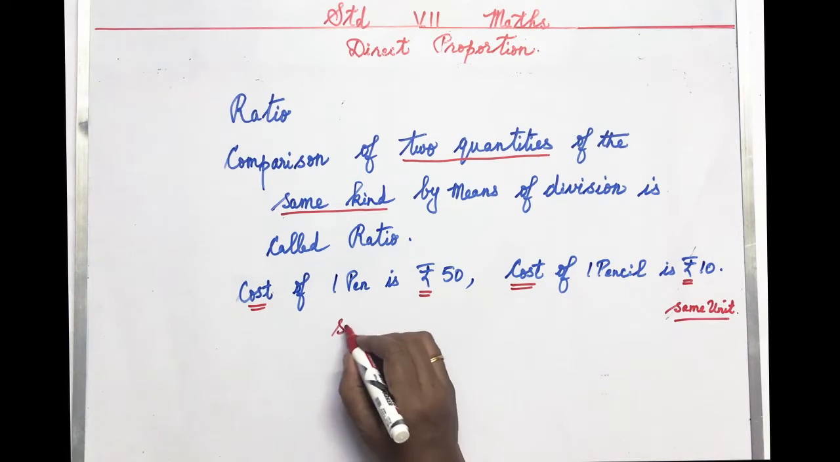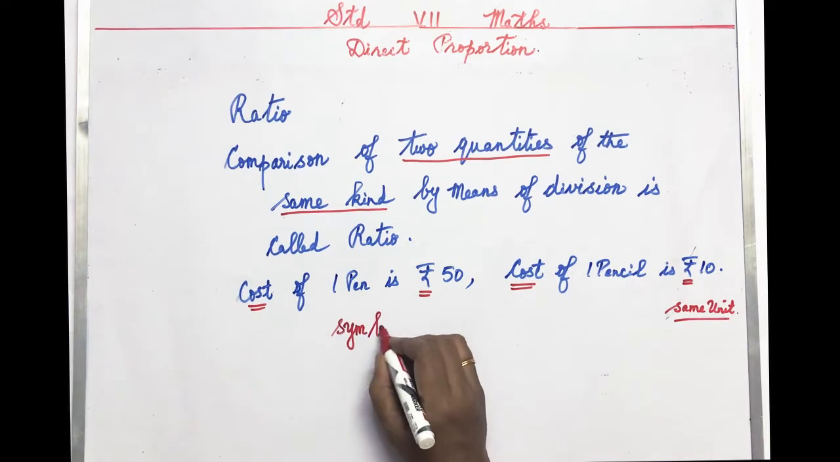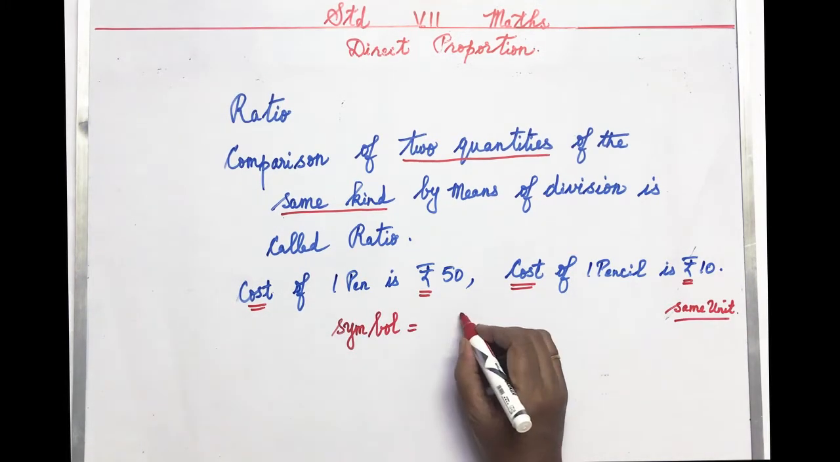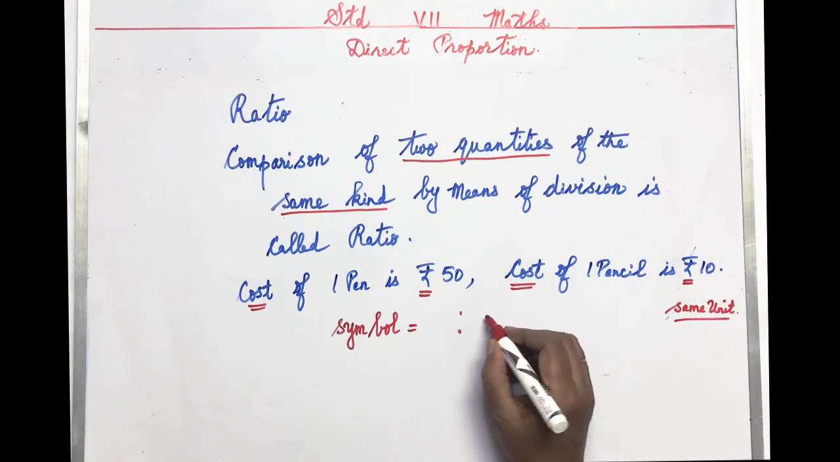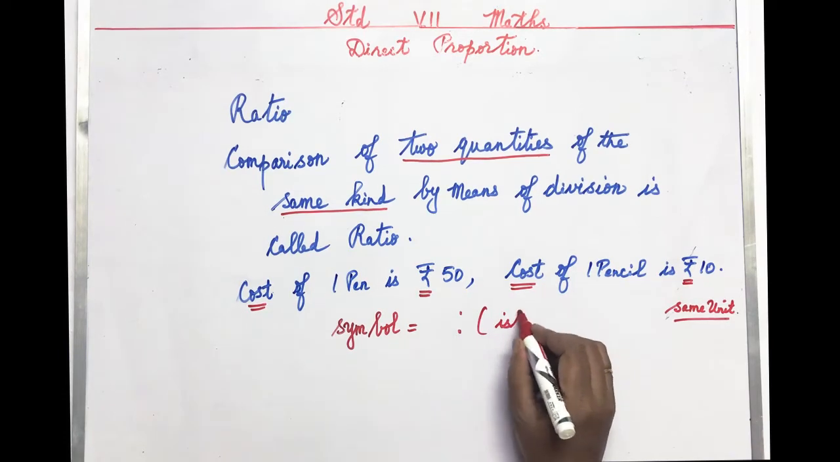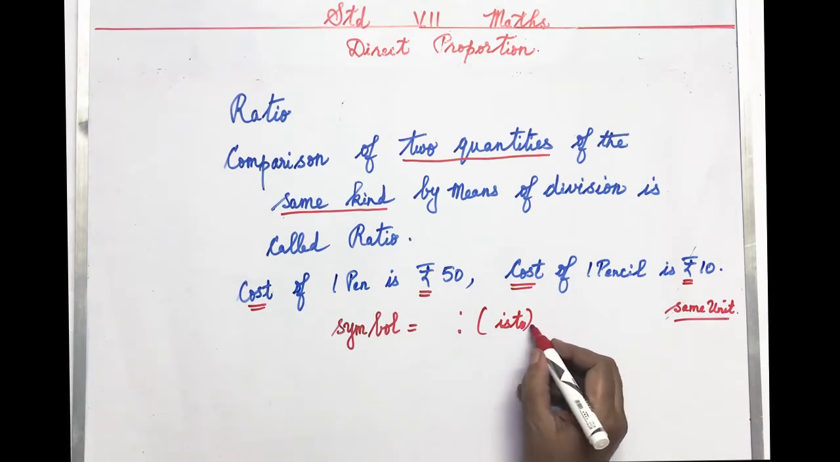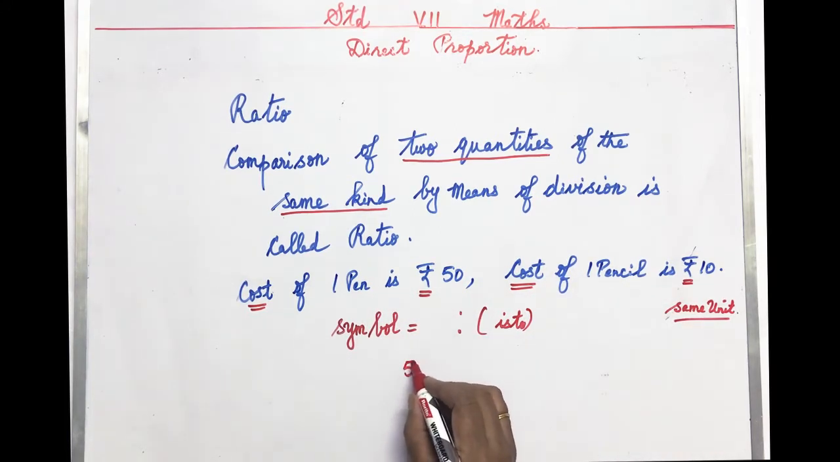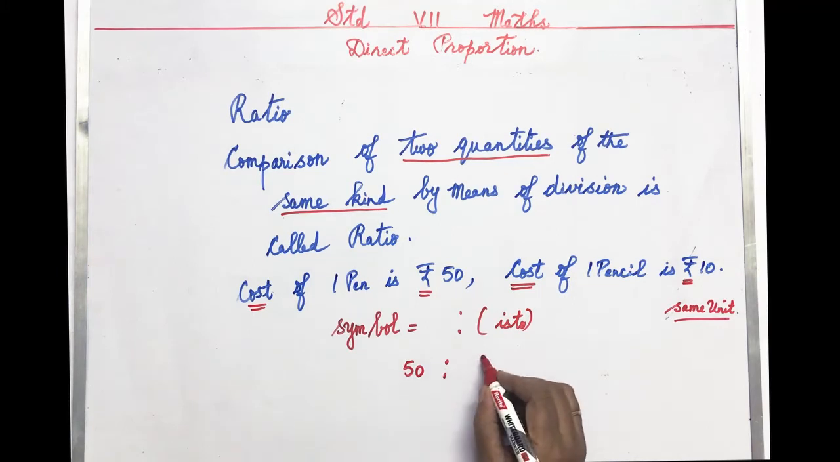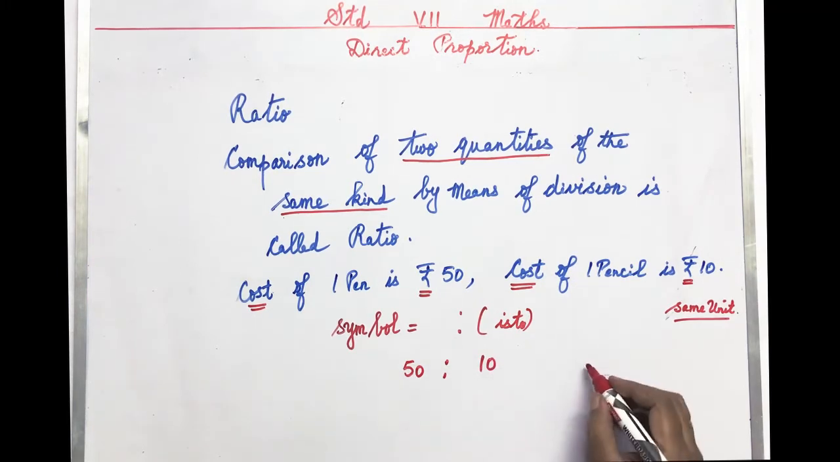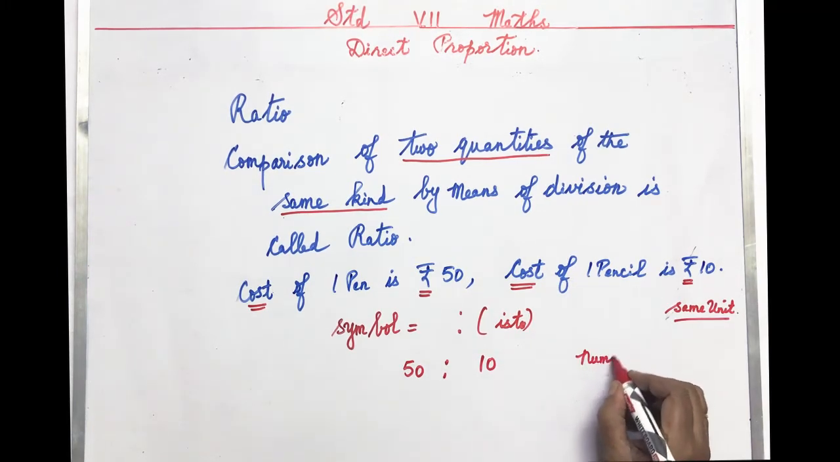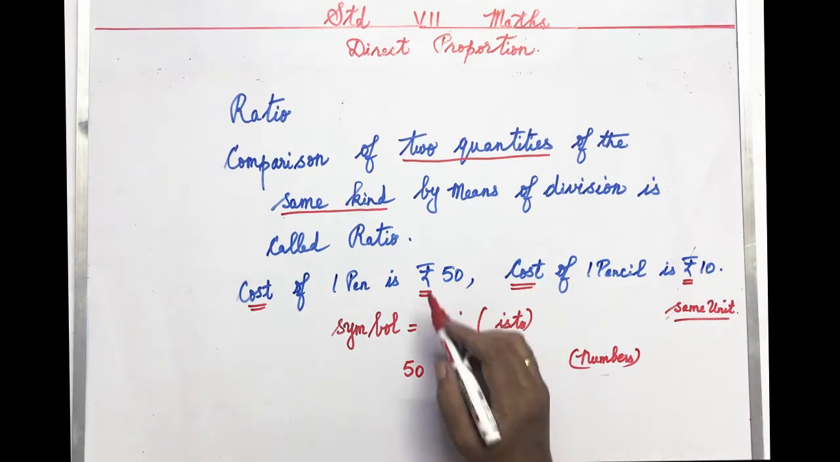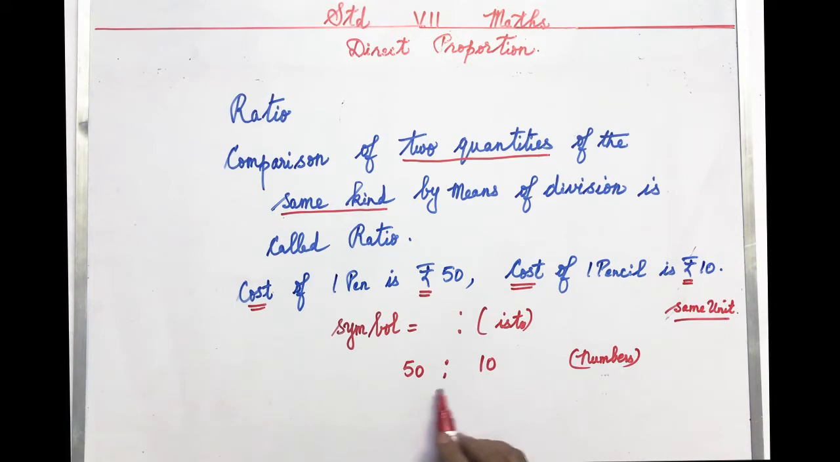And what is the symbol of ratio? Symbol of ratio is two dots, one below the other, and we name it as is to. Now how we are going to write in ratio? 50 is to 10. So ratios are only numbers. We won't write the unit. So rupees, that unit we will not write.